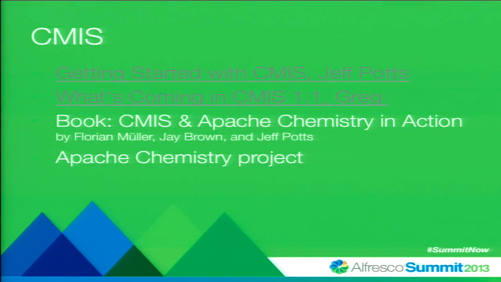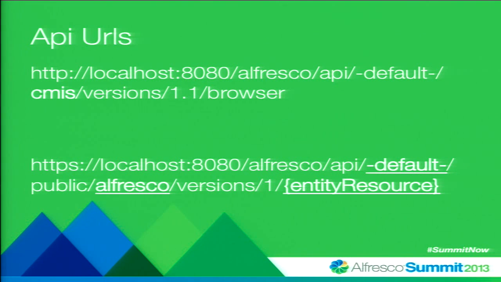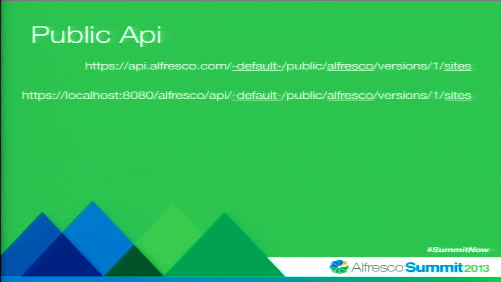Okay, I'm just going to go into a little bit of detail on the URLs, and this is groundwork for what we're going to do next. The top one is the browser binding URL. This is the one that I thought people get excited about. That's CMIS version 1 browser binding. If you call that locally, you'll get the JSON response. And the bottom one's the public API, which I'm just going to talk about.